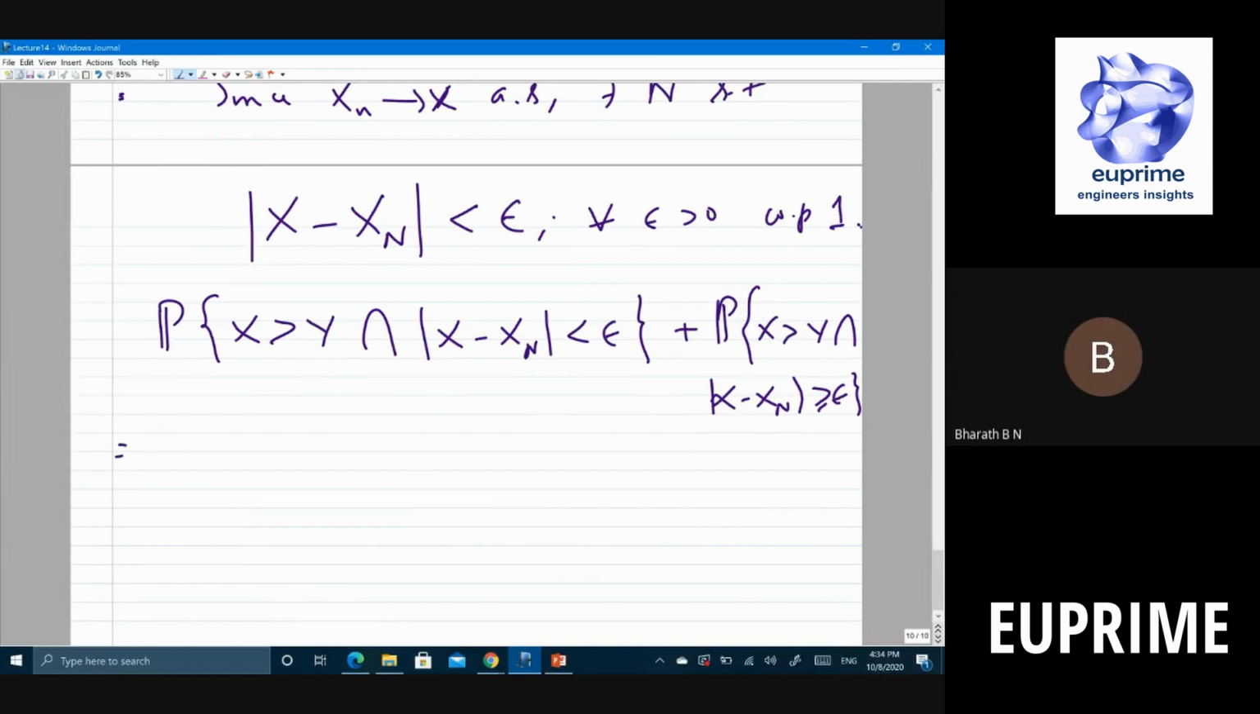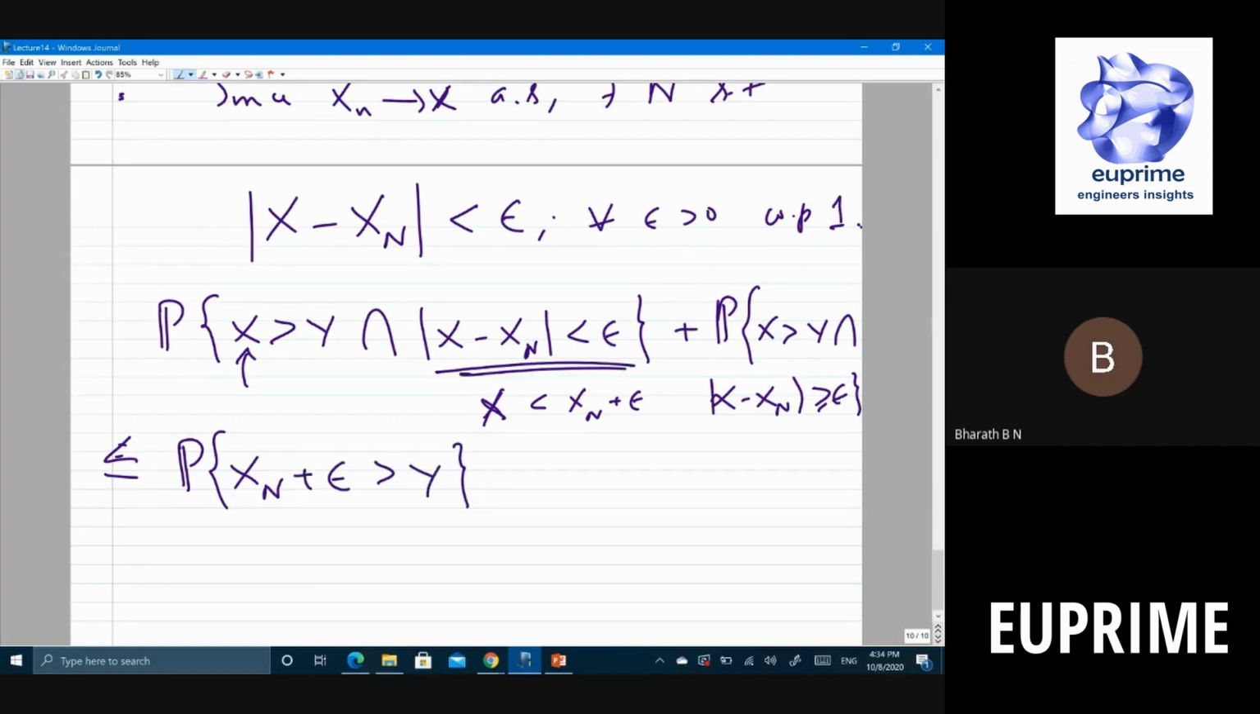Okay, so what does this mean? If |x minus xn| is less than epsilon, then xn is greater than x minus epsilon, or sorry, x is less than xn plus epsilon. This one we don't care about. So this tells me x is less than xn plus epsilon. Now if I replace x by something larger, the probability will always be larger. So xn plus epsilon is greater than y, and I leave out this part, so it is again an upper bound.